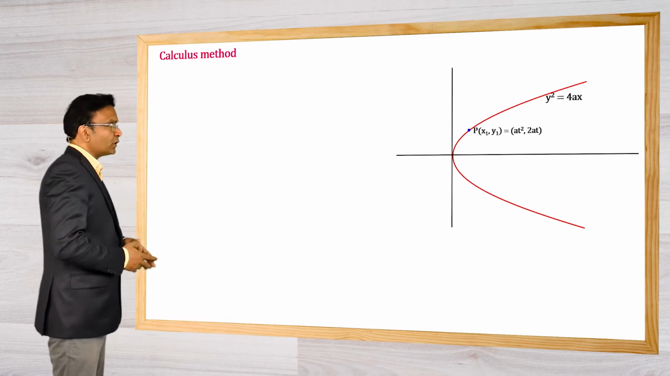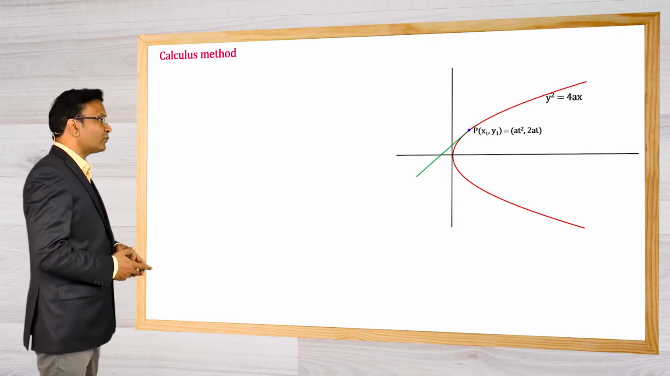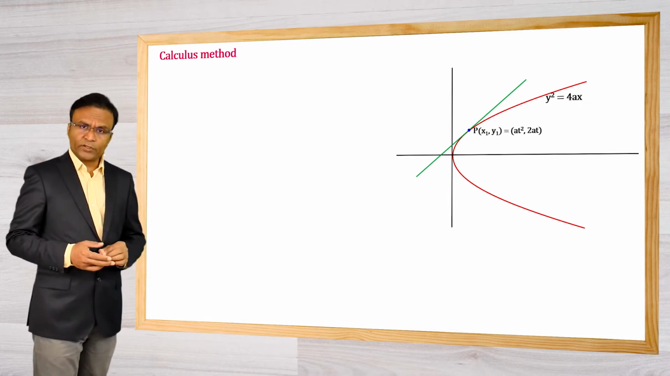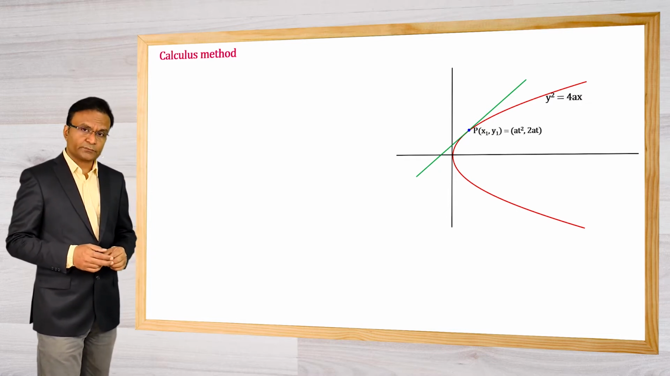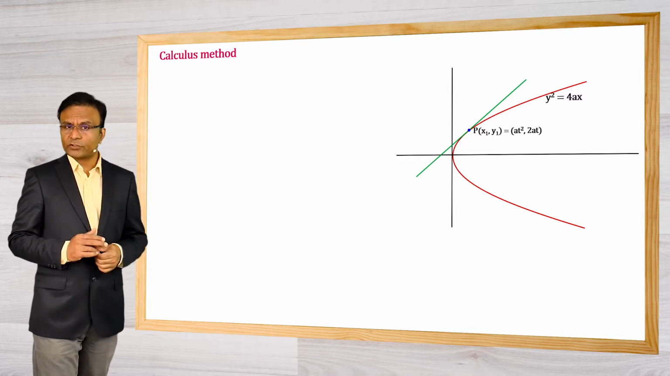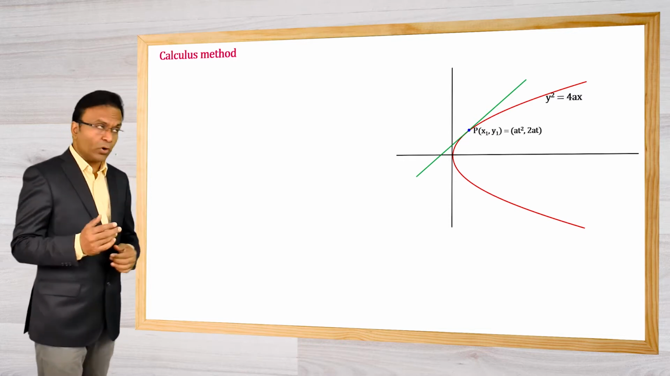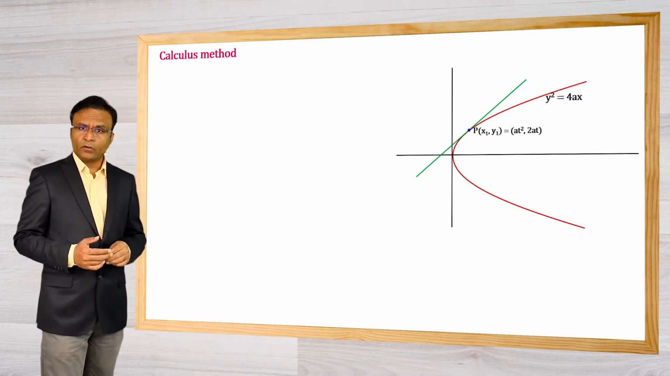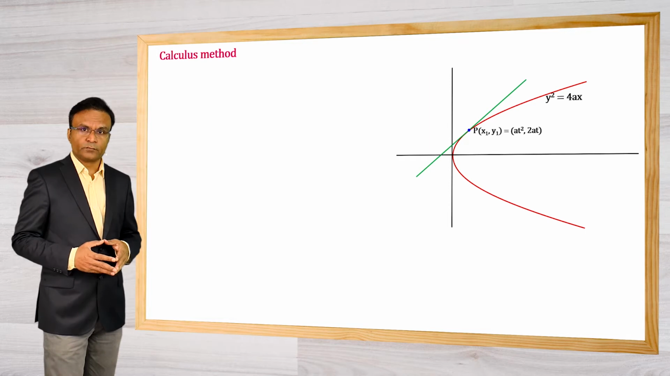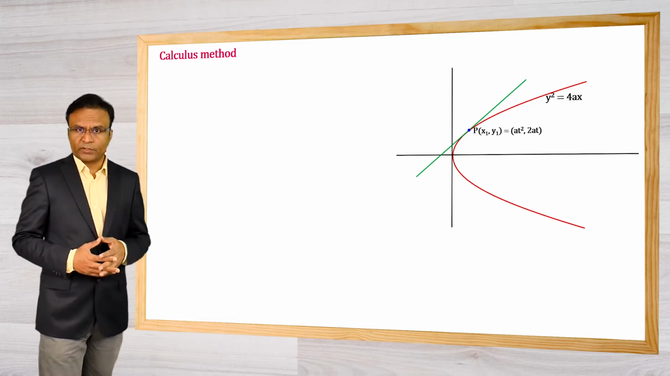Let's draw tangent line to parabola at this point. We want to find equation of this tangent. Now to find the equation of line, we need one more point on this line, or slope of the line. Let's find the slope of the line.